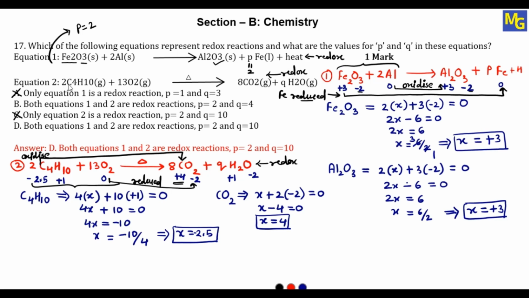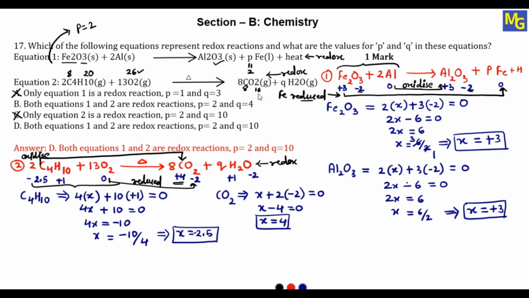Now, this is very easy to balance. In the second one, carbon 4 2s are 8. Hydrogen, how many do we have? H10 and this is 2, so here 20 hydrogen we have. Oxygen 13 2s are 26 we have. This side, carbon, CO2 we have here 8. So carbon is balanced, 8 correctly balanced. 8 2s are 16 oxygen and here we have 26 total.